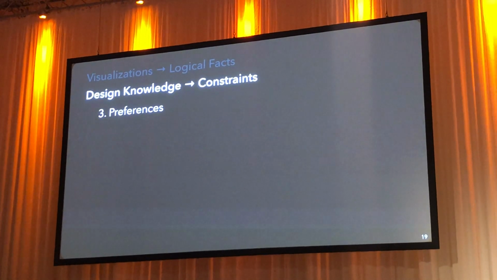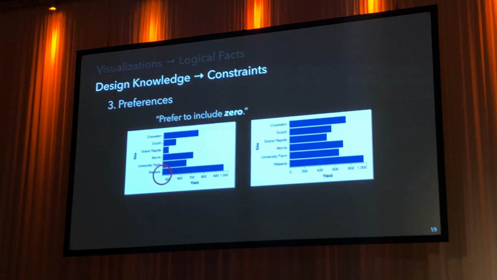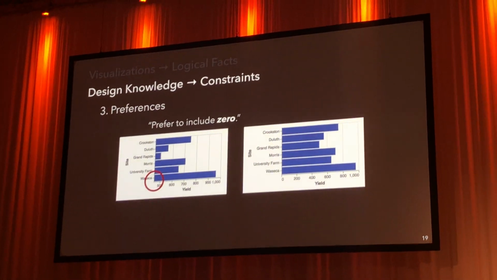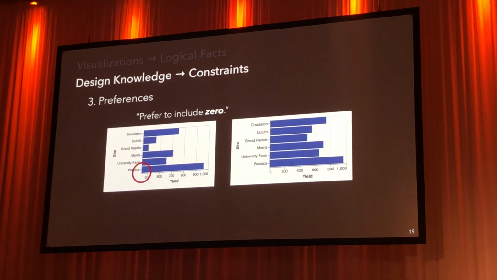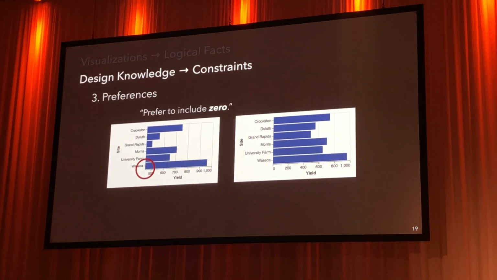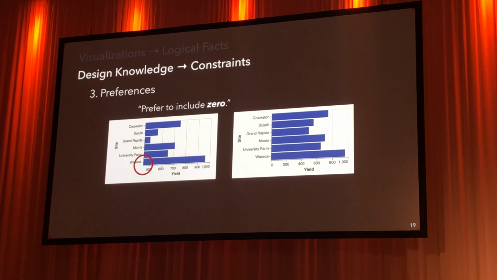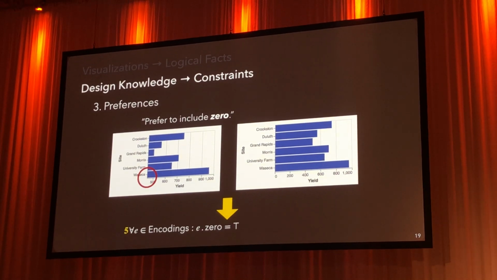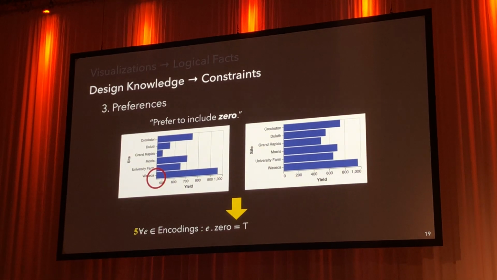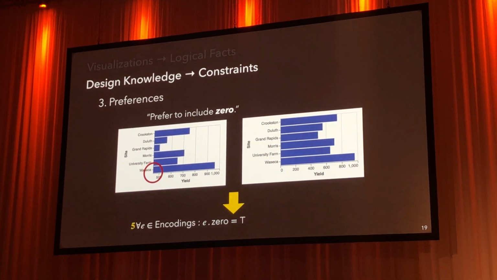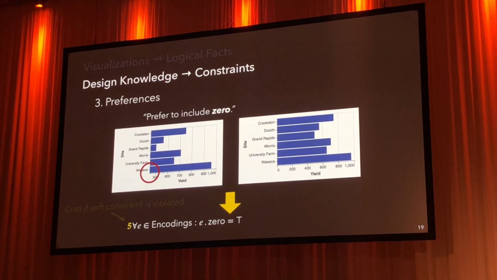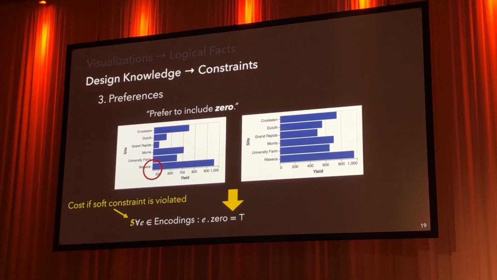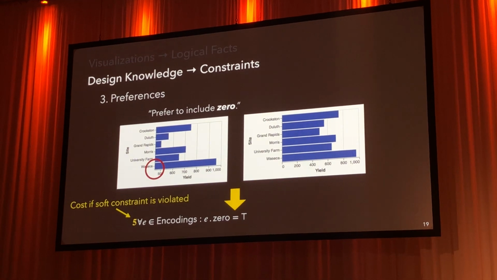So for instance, we can have this rule that says, we prefer to include 0 in the domain, so that we don't mislead people with the length of the bars. You're familiar with this for these bar charts. In our language, we express it similar to the normal constraints. We say for all encodings, the encoding should use 0. The T here means that it has to be true. Note that there is this 5 at the beginning. And this is the cost that gets incurred if the constraint is being violated.